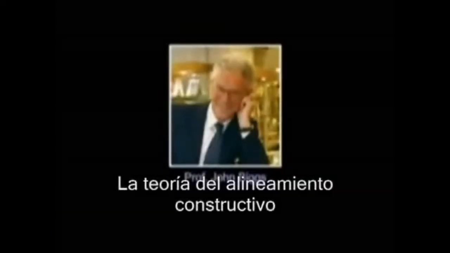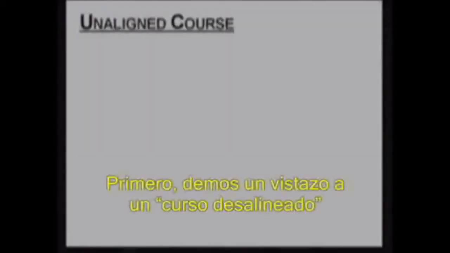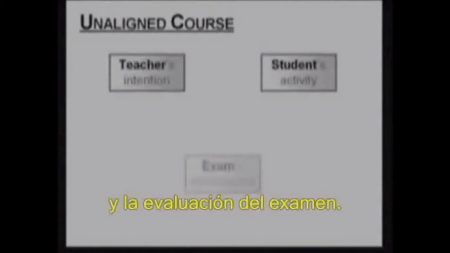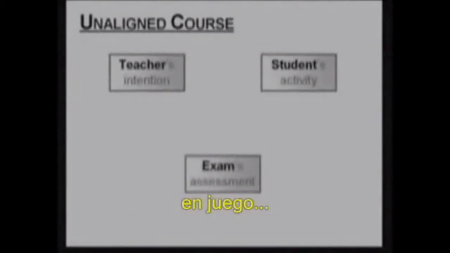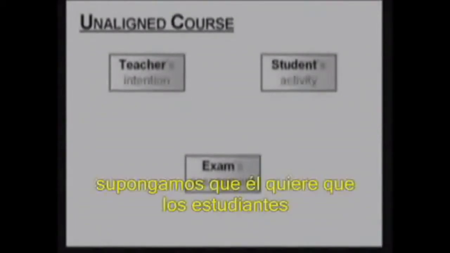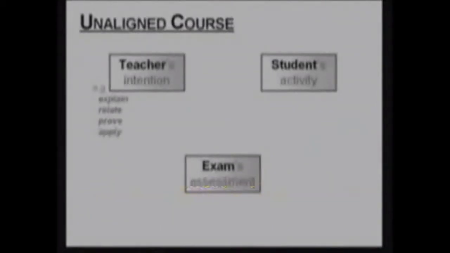The constructive alignment theory was developed by Professor John Biggs. Let's first have a look at an unaligned course. We have the teacher's intention, the student's activity, and the exam's assessment in play. The teacher has an intention. Let's suppose he wants the students to be able to explain, relate, prove, and apply.